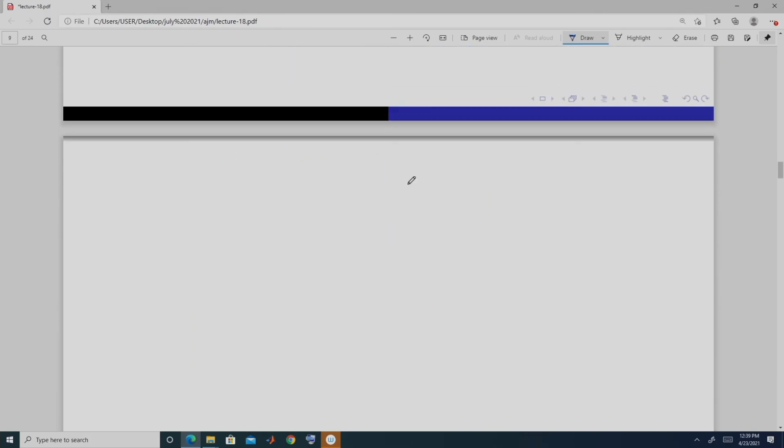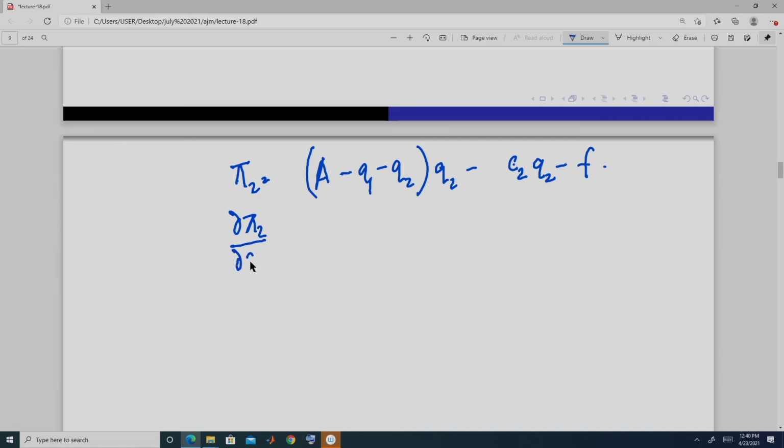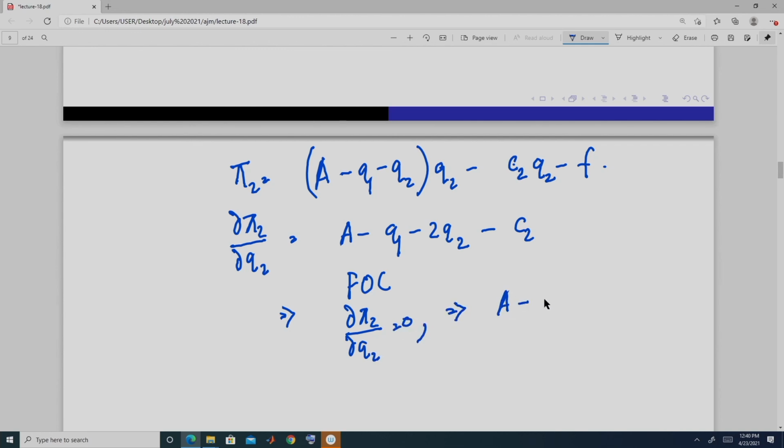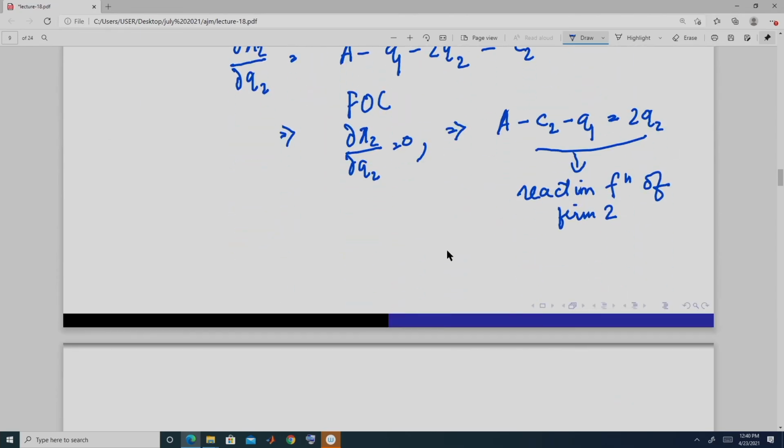Similarly, the profit of firm 2 is this. Again, the first order condition implies this, so this is the reaction function of firm 2, which we write as a function of the output of firm 1.